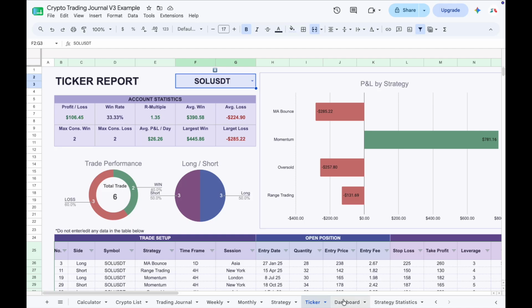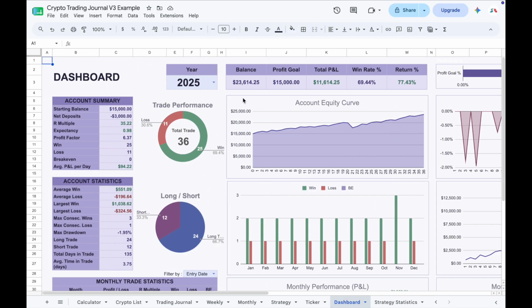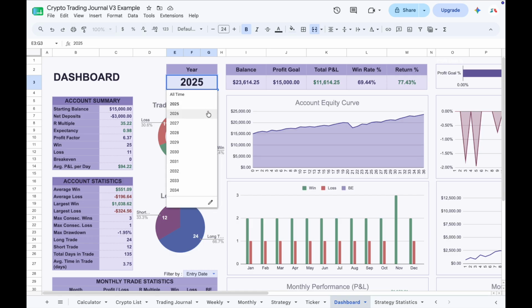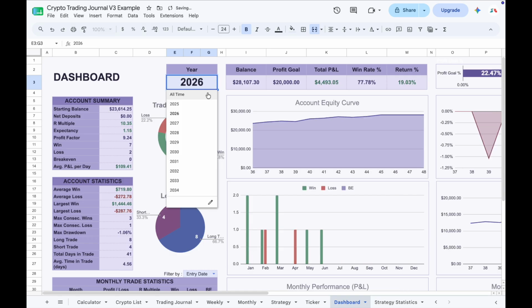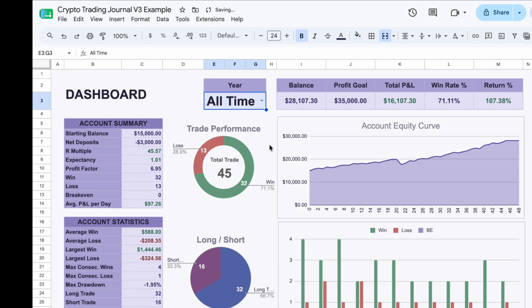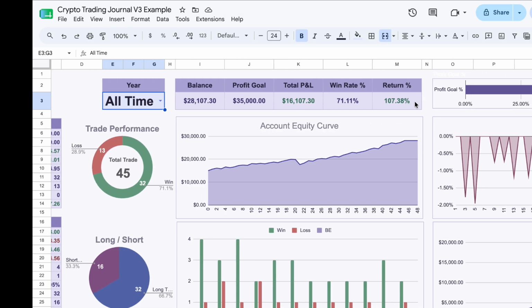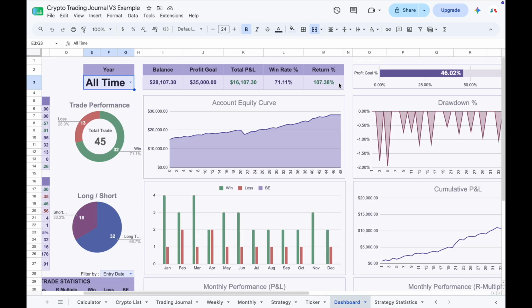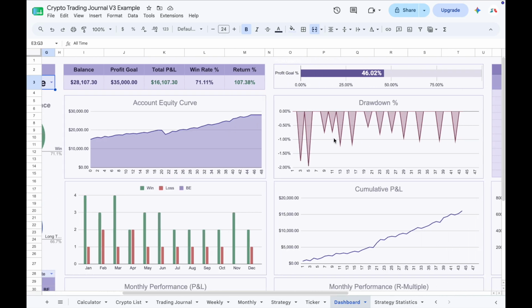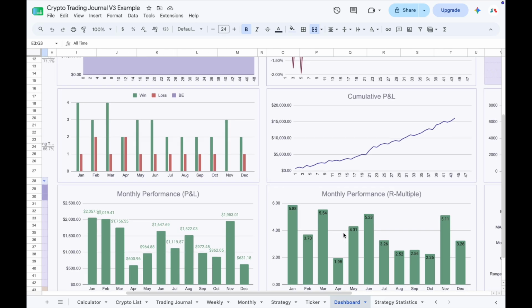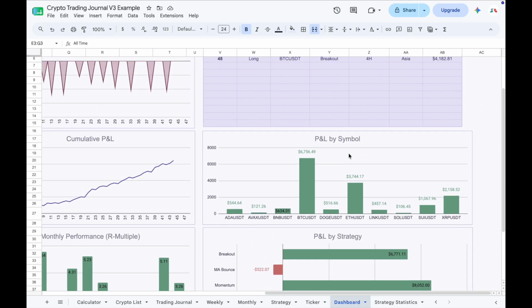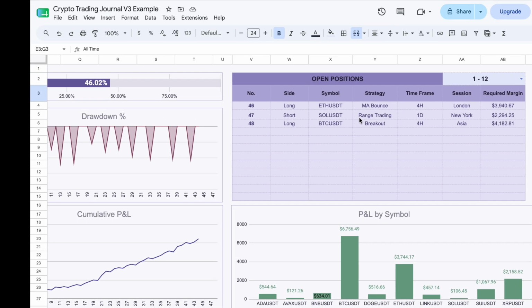Finally, let's take a look at the dashboard. Think of this as your trading command center. Everything is summarized in one place, so you can instantly see how your trading is progressing. Filter the dashboard by year or view your entire trading history. You'll see key metrics like current account balance, profit goal progress, total profit and loss, win rate, overall return. The charts provide even deeper insights into your equity curve, drawdown, monthly performance, R multiple, strategy performance, and profits by trading symbol. There's also an open positions table, making it easy to monitor trades that are still active.